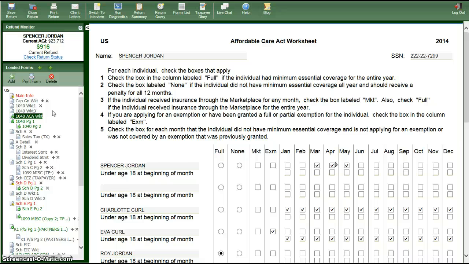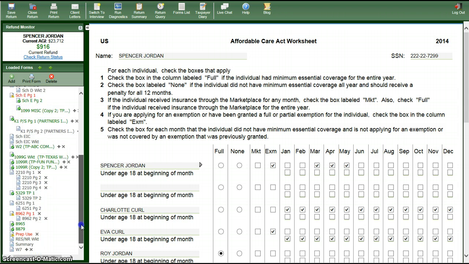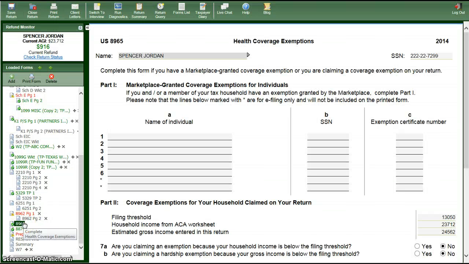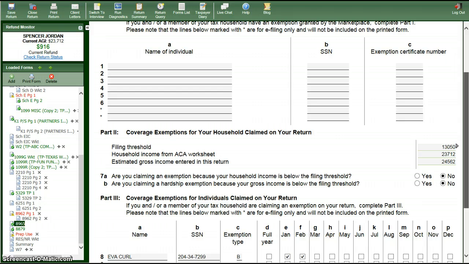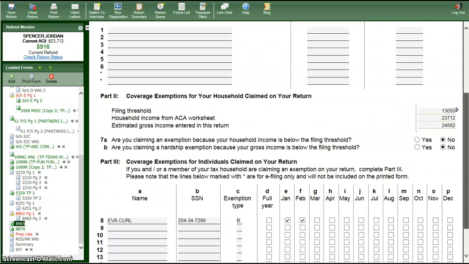One thing that I have started doing is that the first thing I do when I go to the ACA worksheet is I will click on exemptions in order to have the 8965 come up in the tree. I like to do that because then it pushes me to the 8965 to see whether there are any obvious exemptions that I can claim for my client.